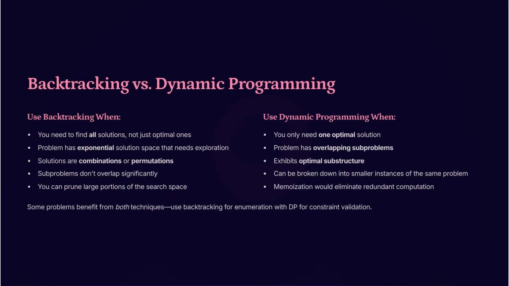Backtracking is ideal for exploring all solutions and problems with exponential solution spaces, especially when subproblems don't overlap significantly. Dynamic programming excels when seeking a single optimal solution, leveraging overlapping subproblems and optimal substructure. Combining both can enhance efficiency, using backtracking for enumeration and dynamic programming for constraint validation.